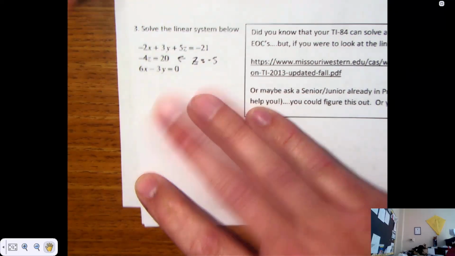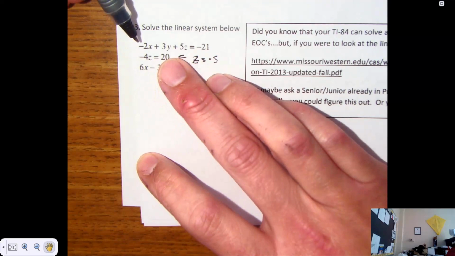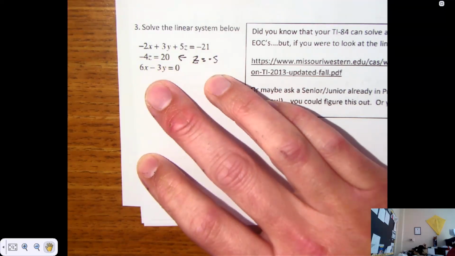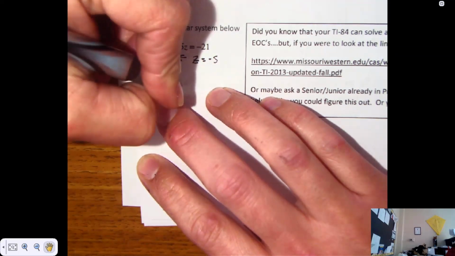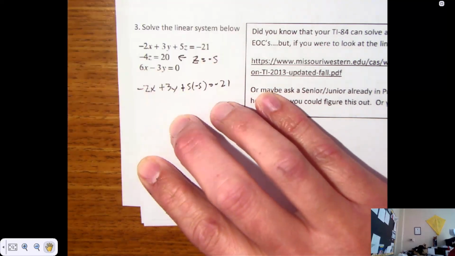Now, the equation down low has x's and y's but no z's. The equation up top has x's and y's and z's, but you know what z is. What can you do with it? Plug it in. So I'll do that because when I do that, the resulting equation will have no z's.